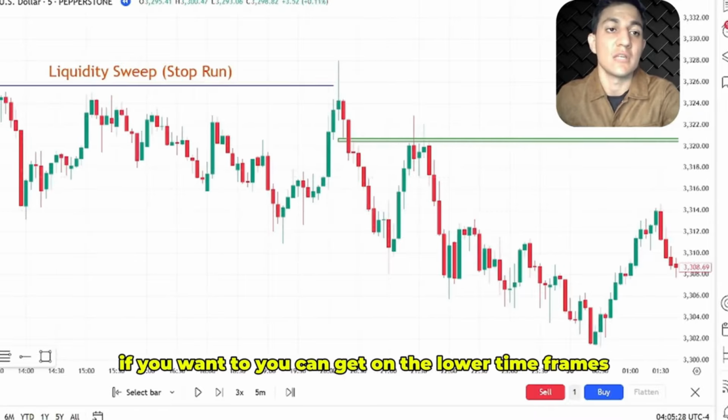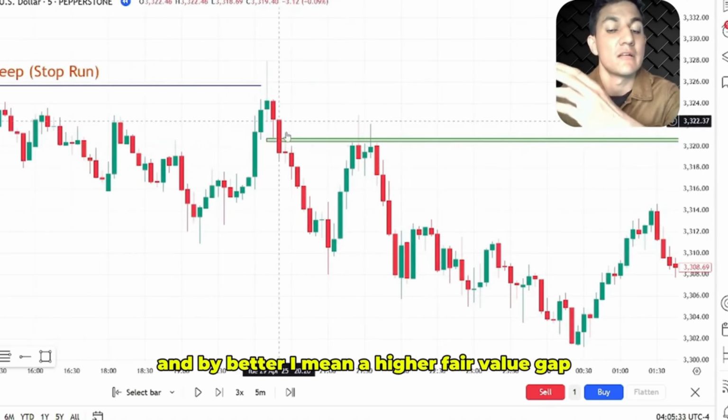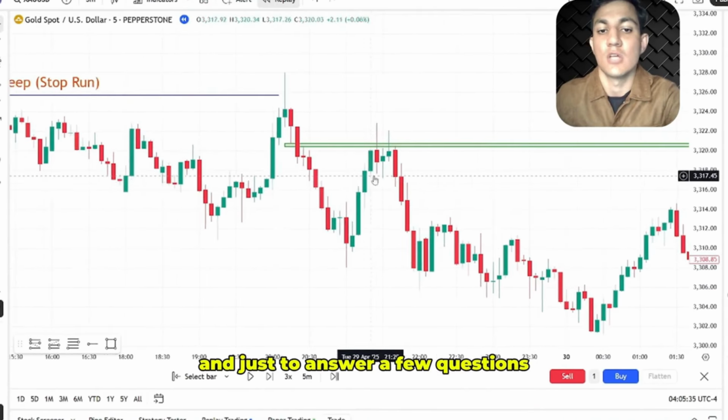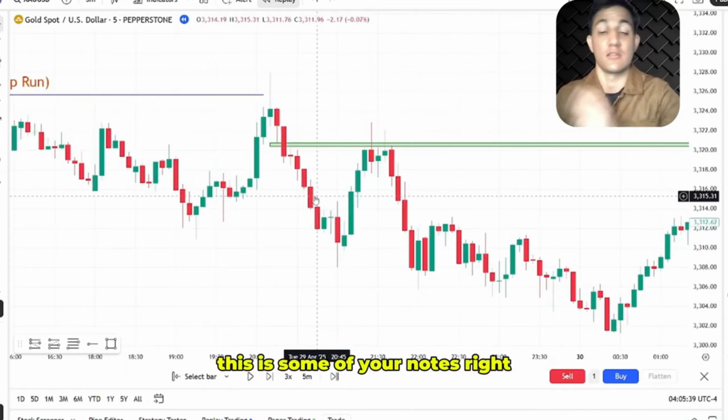If you want to, you can get on the lower time frames and look for a better fair value gap. And by better, I mean a higher fair value gap. And just to answer a few questions, some people might ask me, hey, how come we're not entering on this fair value gap? This is something for your notes, right?